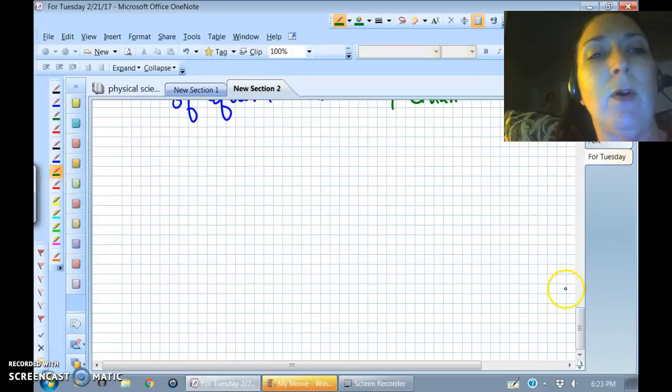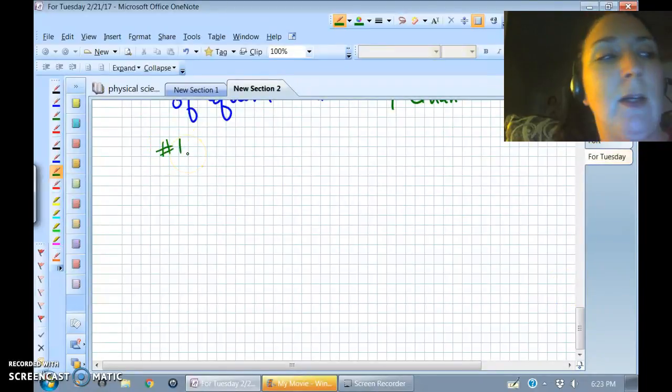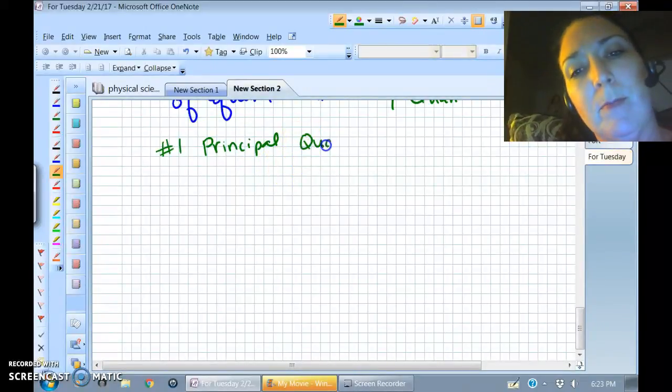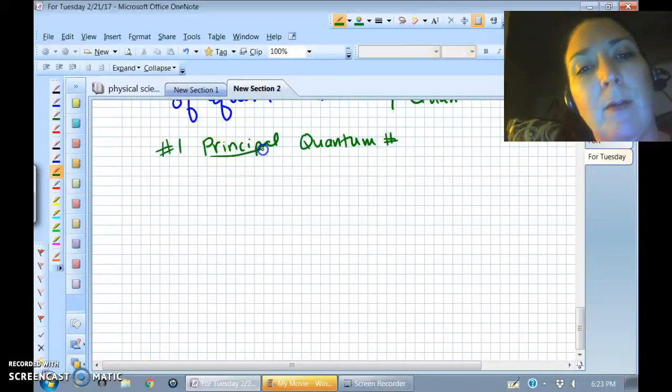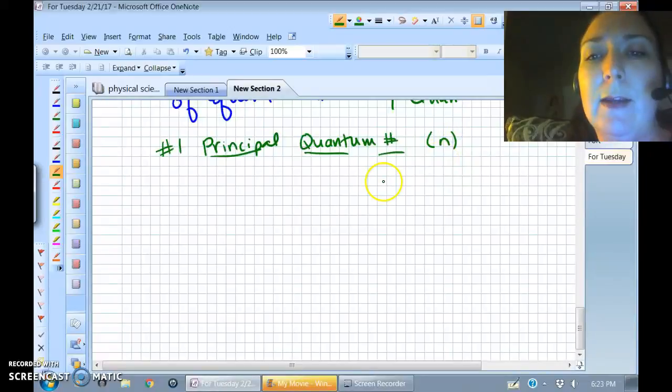Alright, so the first one, quantum number 1, is called the principal quantum number, and that is spelled like the principal in a school. Okay, the principal quantum number. Alright, it is represented by a lowercase n.